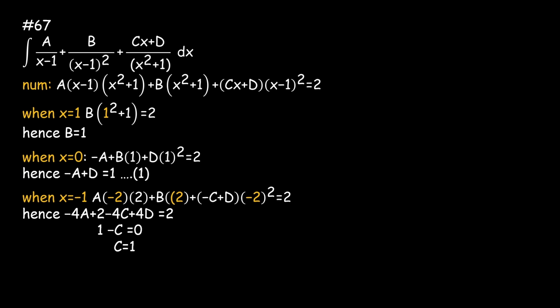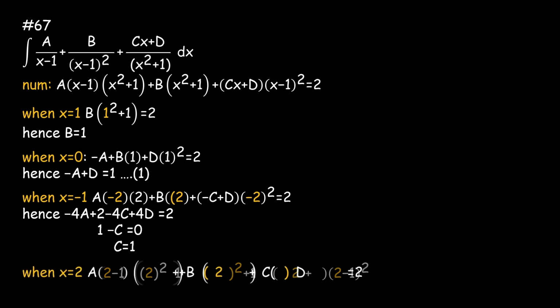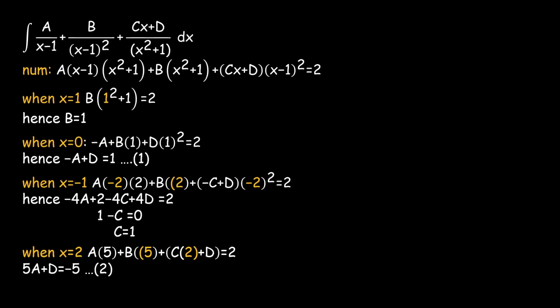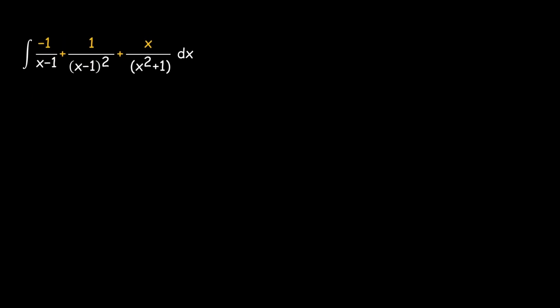Okay, when x is equal to 2, we simplify the equation. We will get 5a plus 5 plus 2 plus d equal to 2. Then, yet again, we substituted a value for c and simplified. And from this equation, we can see that we have a pair of simultaneous equations to work with. We can use elimination method or substitution method to find a or d. And if we do that, we're going to have a equal to 1 and d equal to 0.